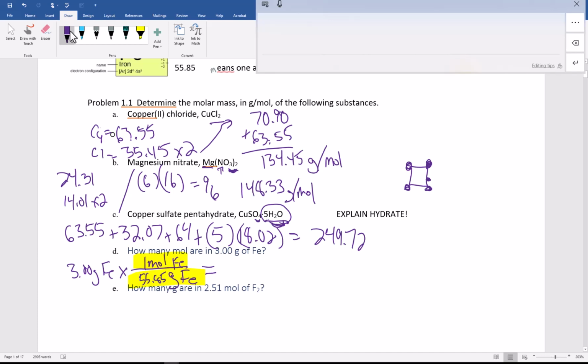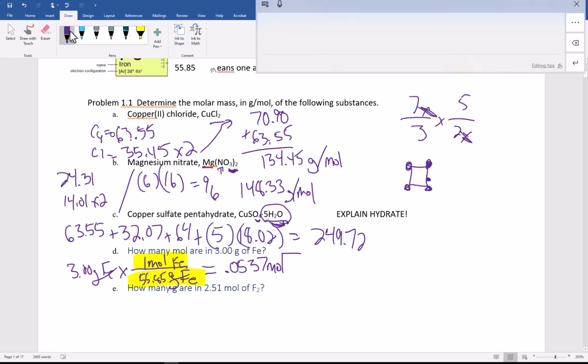So whenever you do this, the unit that you want to cancel goes on the bottom. So if I have 7x over 3 times 5 over 2x, the x's cancel, right? So that's what we're doing, is we're canceling the units and just doing the math, okay? So 3 divided by 55.85 is 0.0537 moles.